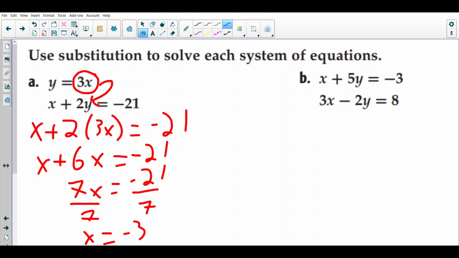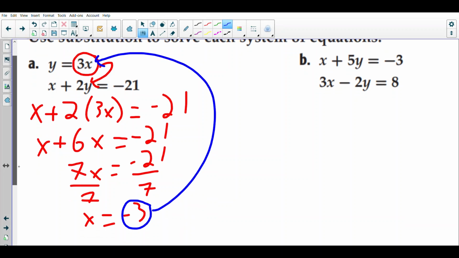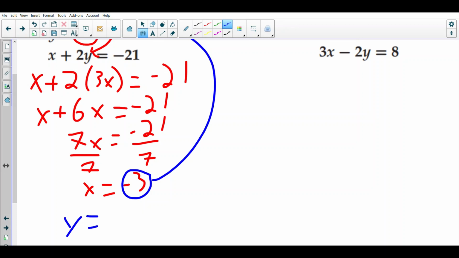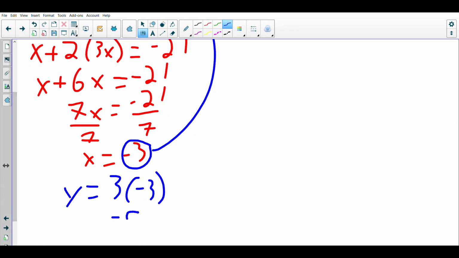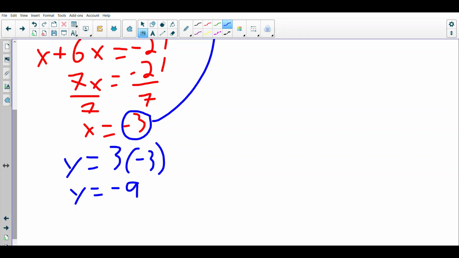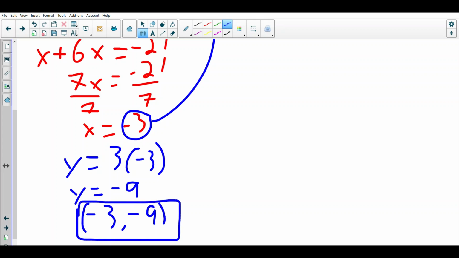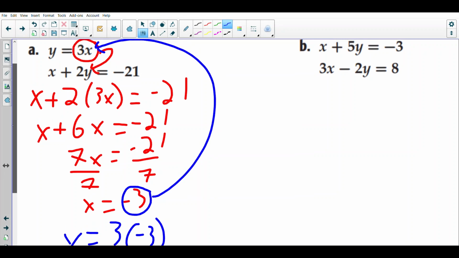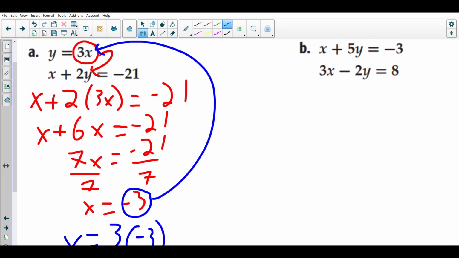And now I take that and I plug it into one of the two equations that I have up top. It doesn't matter which one. I'm going to go to the one that's going to be the easiest. I'm going to put it right back where it is. And I end up with y equals 3 times -3, which gives me -9. So now my final ordered pair answer would be -3, -9. So now I have a method to solve for x and y, or our coordinates, without having to graph.